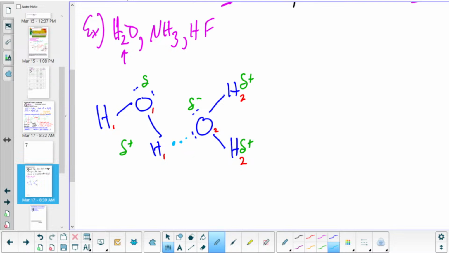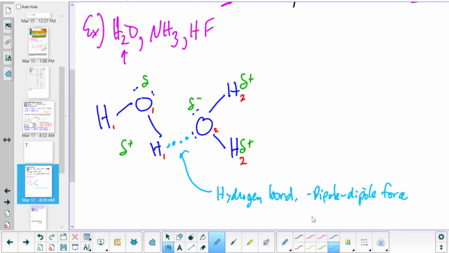This, right there, I'll draw it in dots because it's not a full bond. There is our hydrogen bond. It's a dipole-dipole force between molecules.